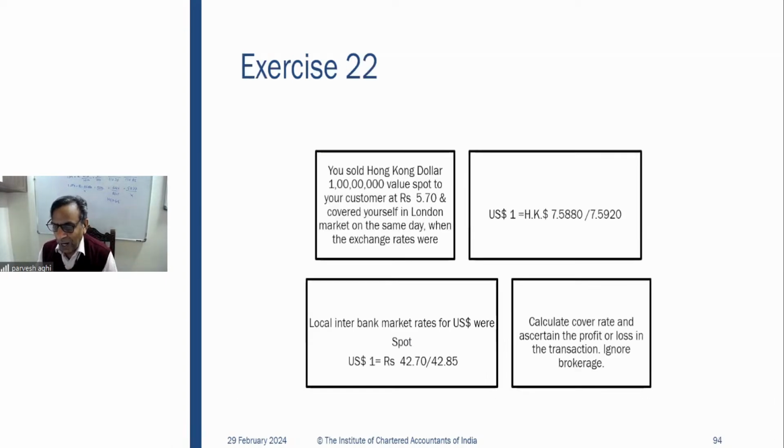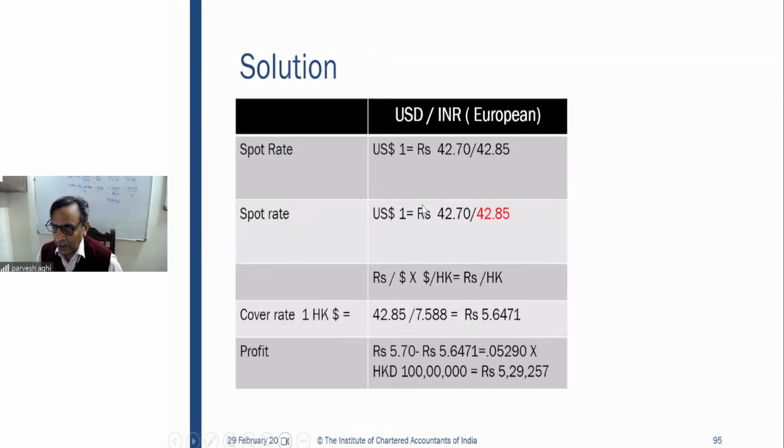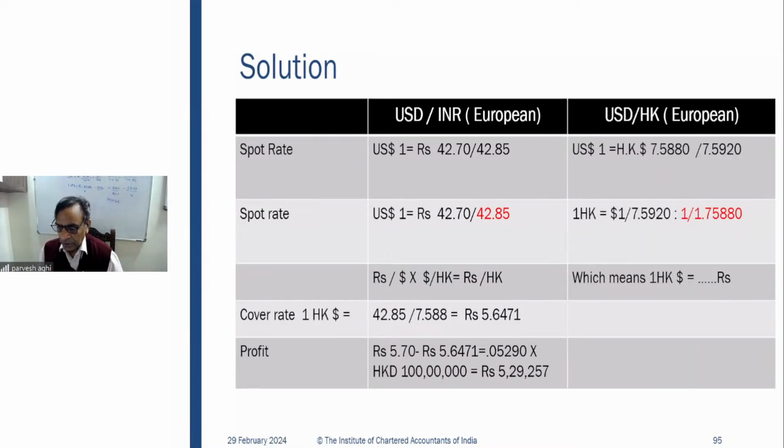So once he finds that he can buy a Hong Kong dollar at 5.64, now he's going to sell to you at 5.78, so that he makes a gain out of this transaction. Okay. So now he makes a profit of how much? 5,29,257 rupees. Okay. I hope you have understood. In case you have understood, please let me know.